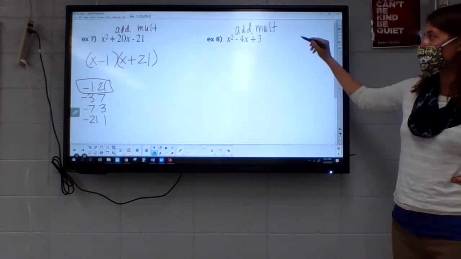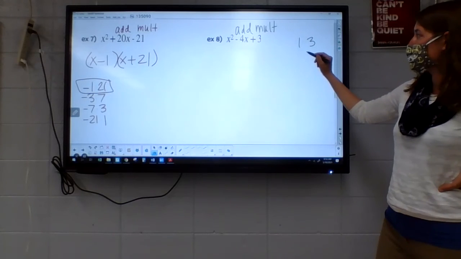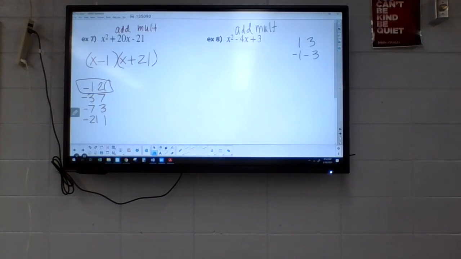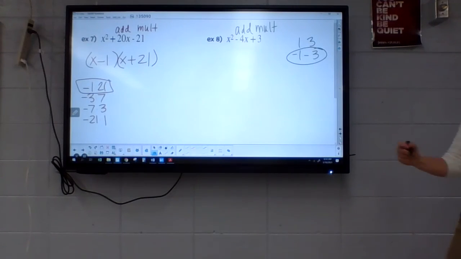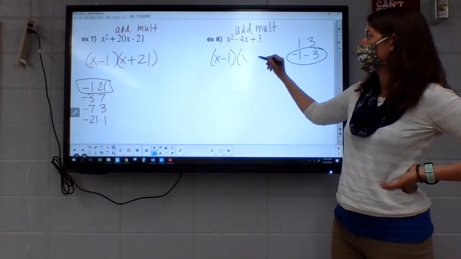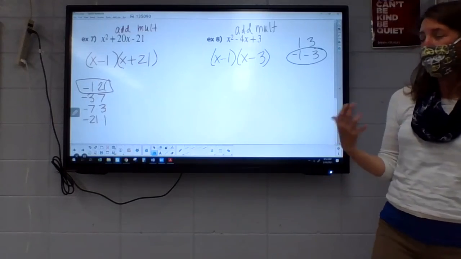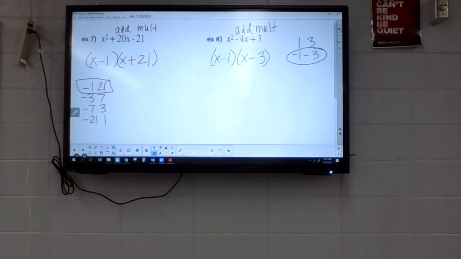So multiply to get 3 is 1 and 3, except I wasn't thinking, it should be a negative 1 and a negative 3. Gives me a positive 3. But when I add those, that's a negative 4. Now, few and far between, there might be some problems in here that aren't factorable, but it's pretty rare. So if you get one that's not factorable, assume that that's going to be the only one.